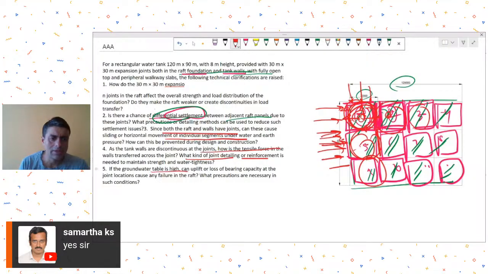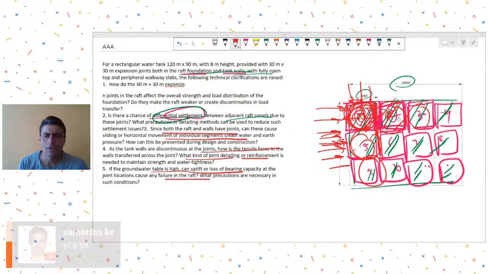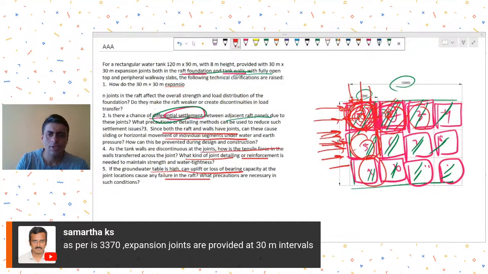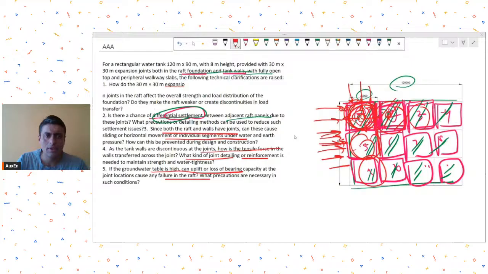If the groundwater table is high, can uplift or loss of bearing capacity at the joint location cause any failure in the raft? So now these are independent units. You will have to check them for the uplift also, and ensure that the buoyancy forces are less than the self weight of your structure. So all these things you will have to ensure. But in my opinion, as I repeated, these have to be independent tank units, and as such, you may not be able to provide discontinuities in retaining structures.